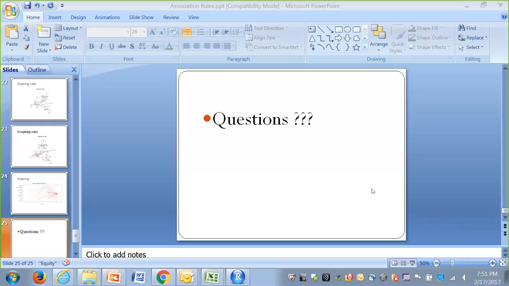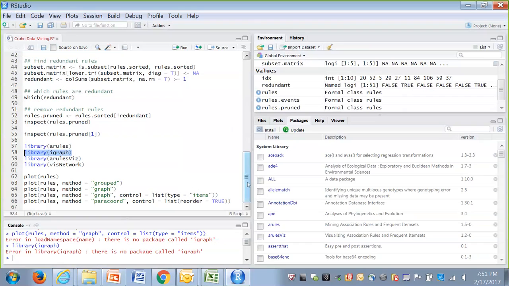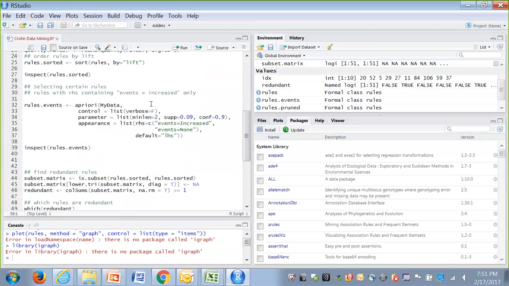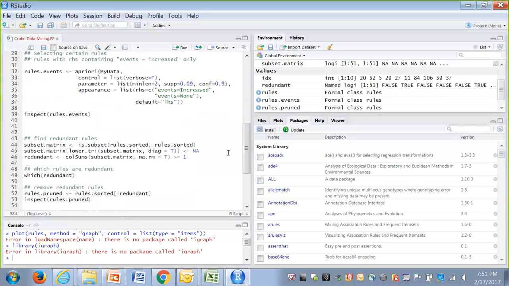If you could go back to your RStudio application for a second, I did have a question about that block of code under find redundant rules. I was wondering if you could explain the rationale for that code. In other words, what do all the different components mean, if that makes sense?